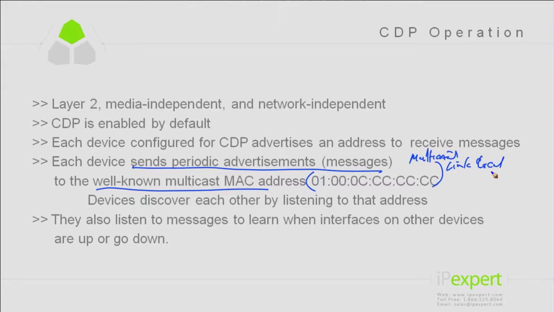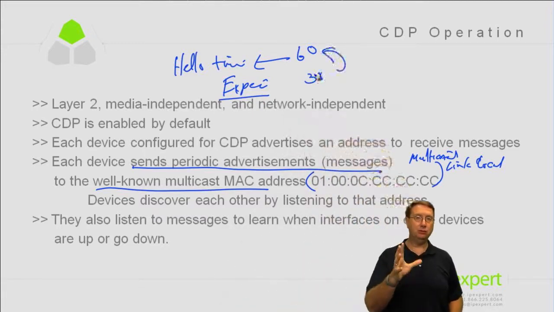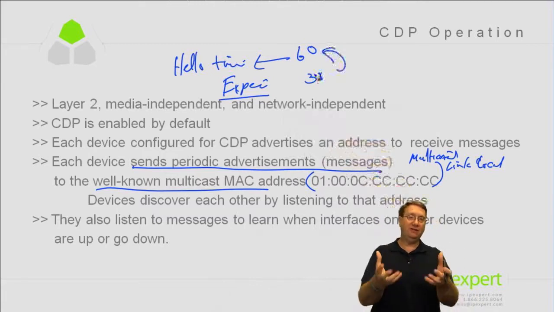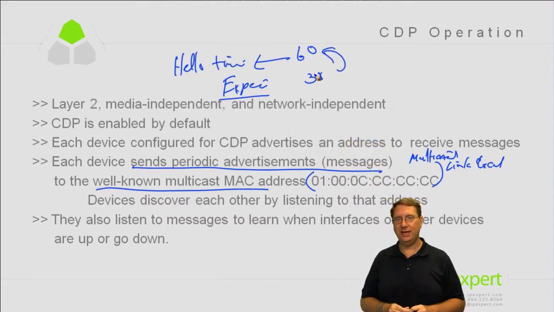Now, the main thing we have to recognize is that we have a hello time and we have an expiration time. By default, my hellos are going to be every 60 seconds. My expiration time is going to be 3 times my hello. So what's going to happen is this: I will be able to expect to receive hellos from my neighbor on a fixed interval. By default, that interval is 60 seconds. We can change it, and we'll talk about that in the demonstration.